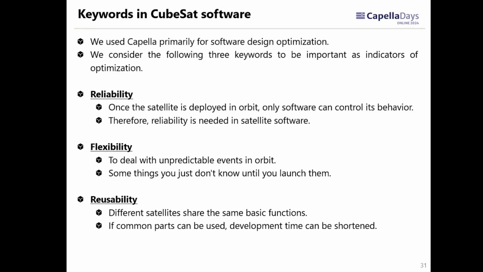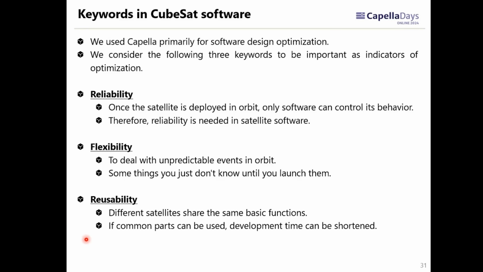the keyword is reliability. Once the satellite is deployed in orbit, only software can control its behavior. And we can't touch the satellite or talk to the satellite directly. So therefore, reliability is needed in satellite software. But not only reliability, flexibility is also important because sometimes unpredictable events occur in orbit, and some things you just don't know until you launch them. So the satellite must have flexibility to deal with those unpredictable or undesirable events.